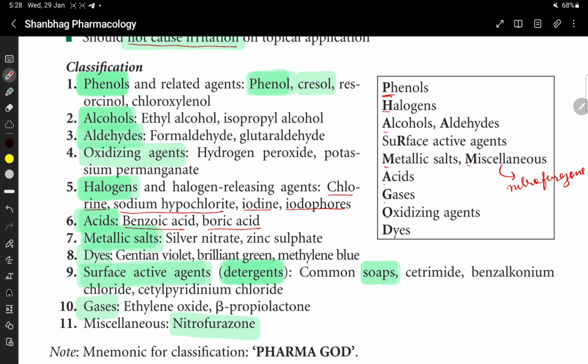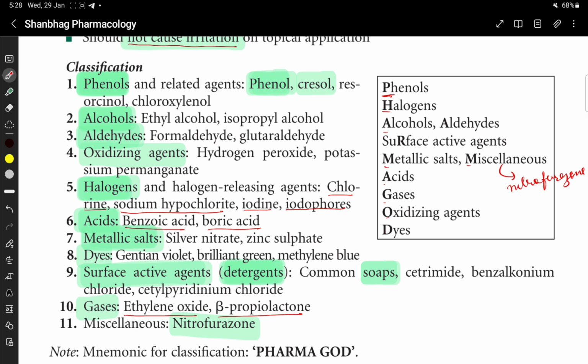Pharma over. Now God. G for gases. Gases like ethylene oxide and beta propiolactone.